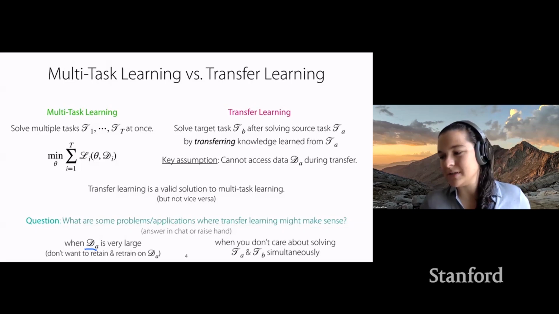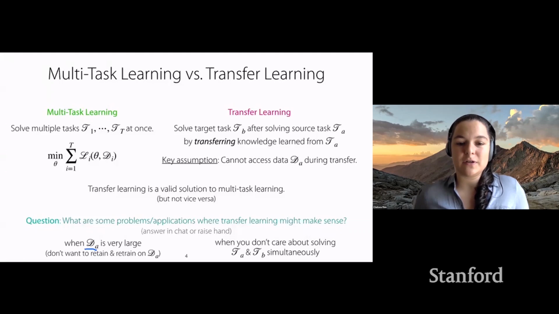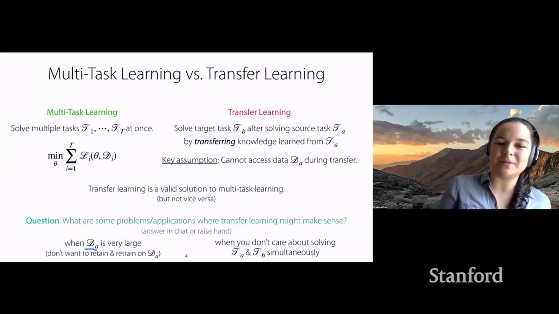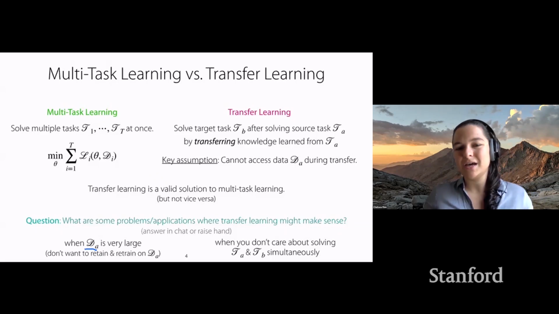Another example is when you don't care about solving both task A and task B simultaneously, you only care about the thing that you're transferring to. The sim to real example is one good example of this, where you don't ultimately care about getting a policy that works in simulation. You care more about solving the target task. And in this case, it's fine to discard what you had learned from task A and just try to use that knowledge when learning task B.